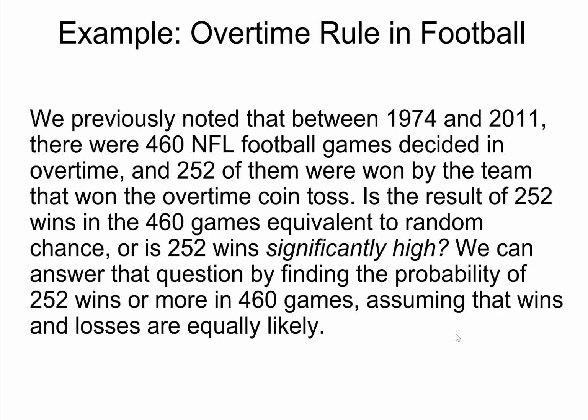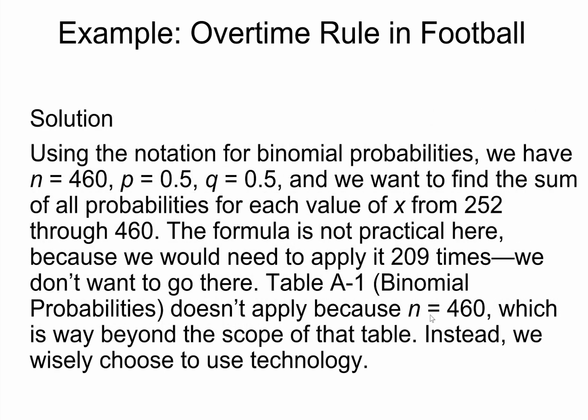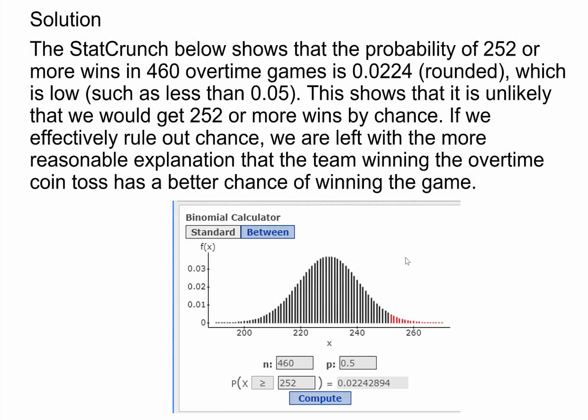We can answer that question by finding the probability of 252 wins or more in 460 games, assuming that wins and losses are equally likely. So we're going to use n equal to 460, and we're going to say it's a 50-50 chance. So the probability of success is 0.5, and then we want to take the probabilities for every value of x from 252 through 460. Now, this would not be practical to do by hand, so we did it in StatCrunch.